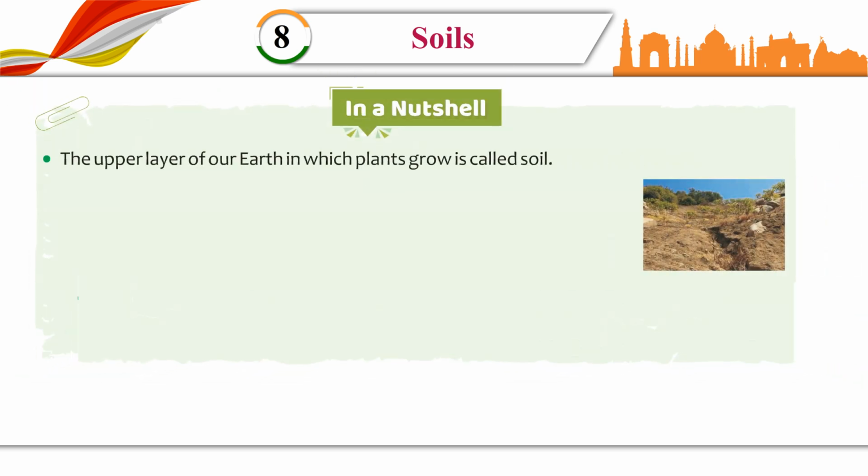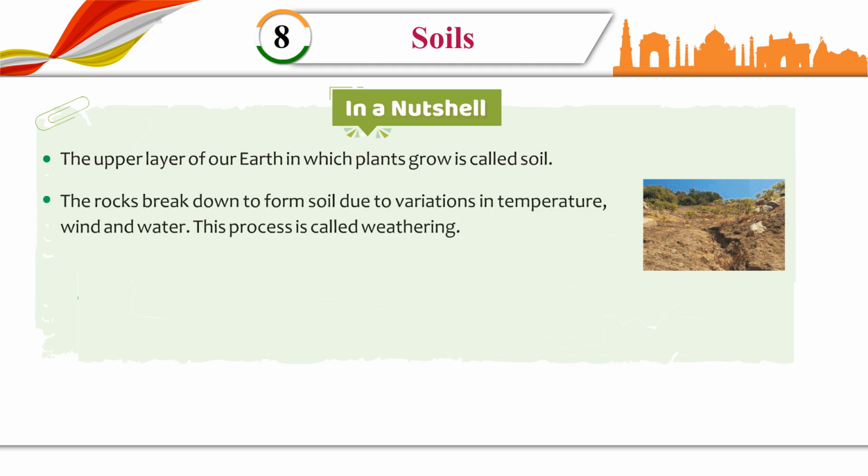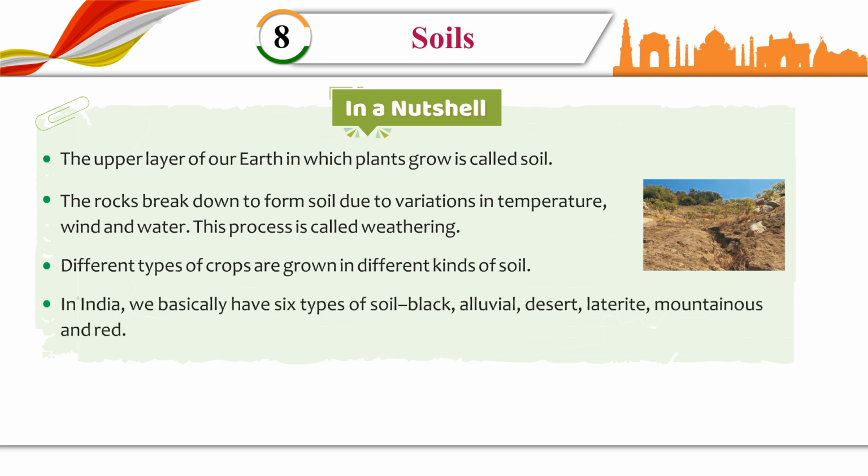In a nutshell, the upper layer of our earth in which plants grow is called soil. The rocks break down to form soil due to variations in temperature, wind and water. This process is called weathering. Different types of crops are grown in different kinds of soil. In India, we basically have 6 types of soil: black, alluvial, desert, laterite, mountainous and red.